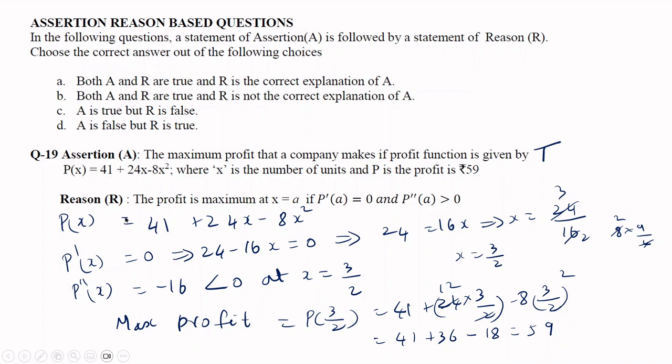Next, let us see the reason. It is given the profit is maximum at x equal to A if P dash of A equal to 0 and P double dash of A is greater than 0. Here the profit will be maximum at x equal to A if P dash of A equal to 0. This is true, but P double dash of A should be less than 0. So this is false. As a result, the reason is false. So the correct option is A is true but R is false, which is option C.